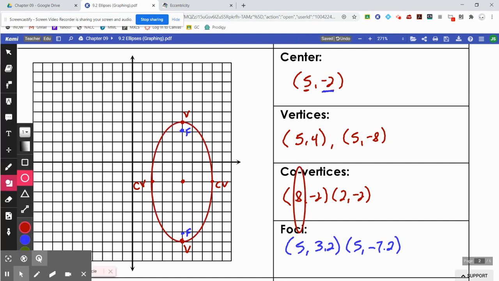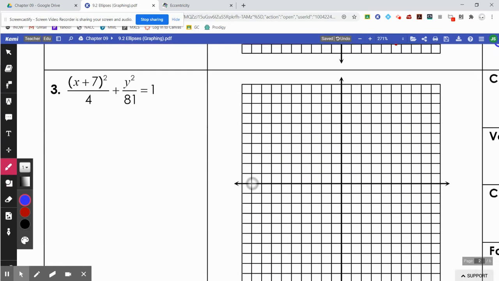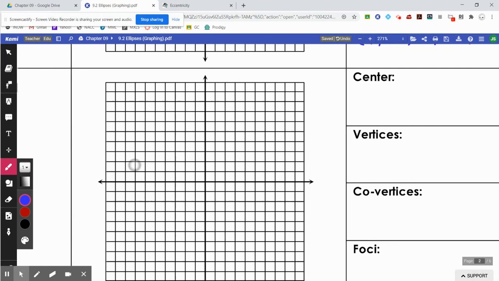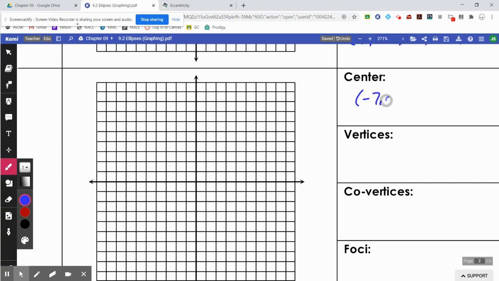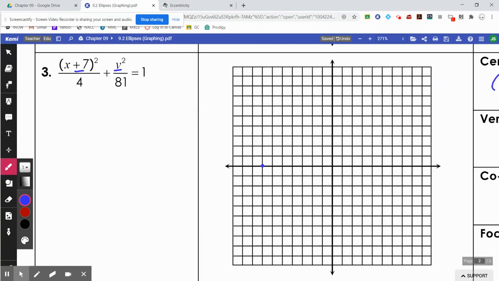Okay, the next one. I did it again. Let me erase that. Number 3. Again, identify your center. So that's going to be left 7 and up or down 0. So your center is located at (-7, 0). Let's go ahead and plot that, which is going to be right there.